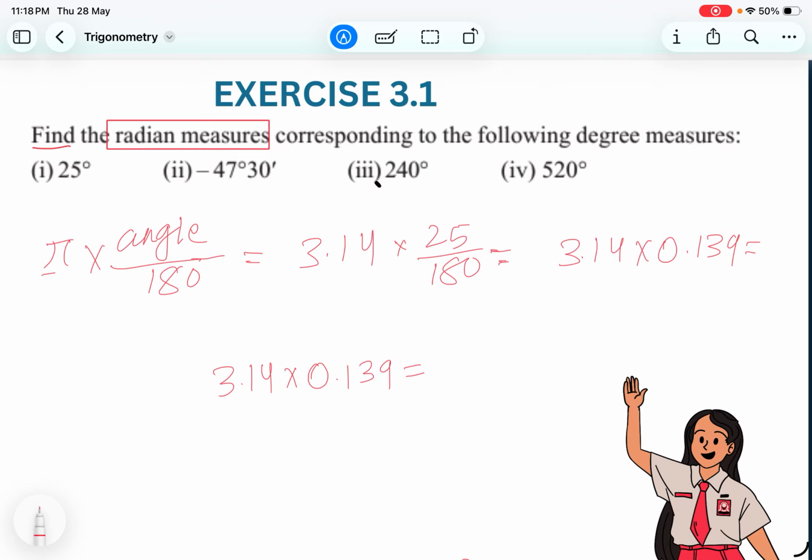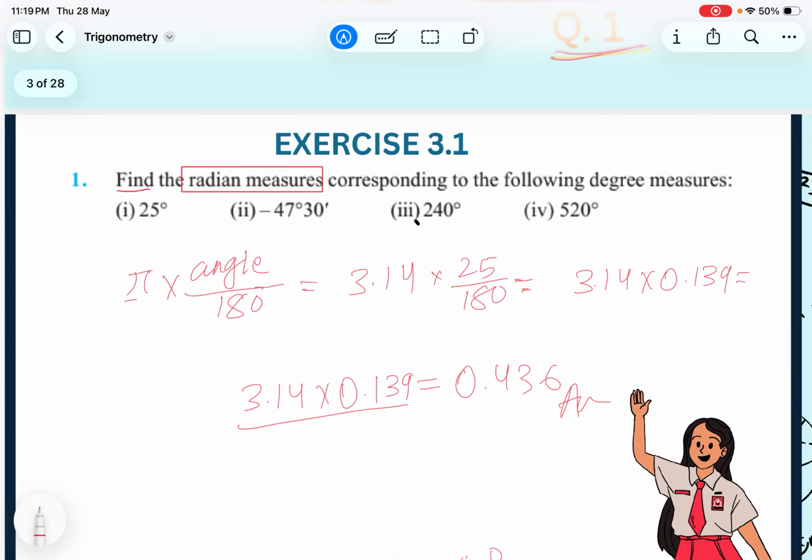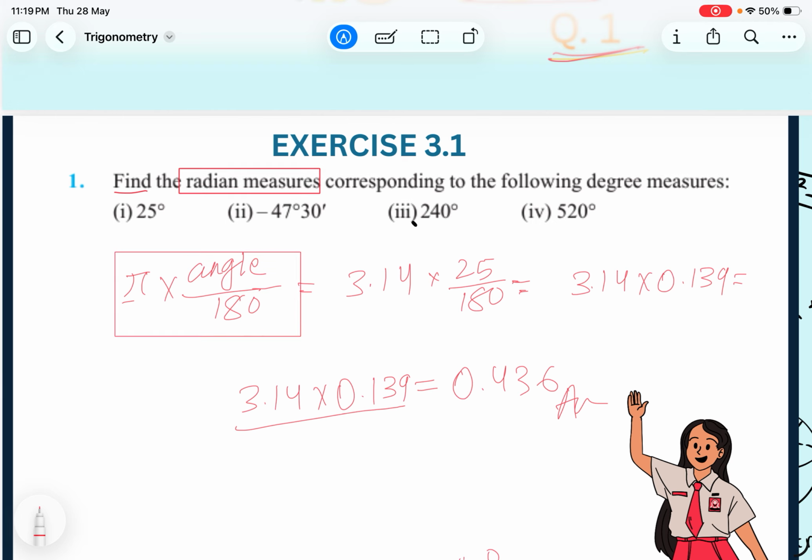No, really, just calculate it, bro. No, let me try again. 3.14 into 0.139 equal to, solve it. Solve it. No, I don't know, sometimes this feature does not work. Maybe some issue in my tablet, or I don't know what else. So if you will multiply this, you will get 0.436 answer. So now you have this formula, okay, and you can apply this to calculate any of them.